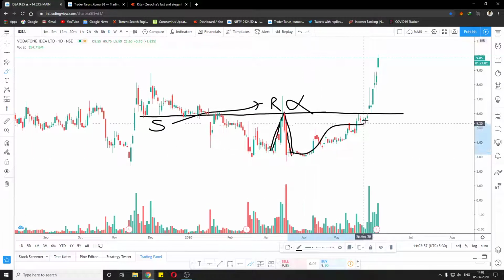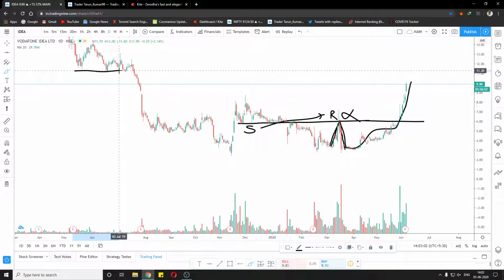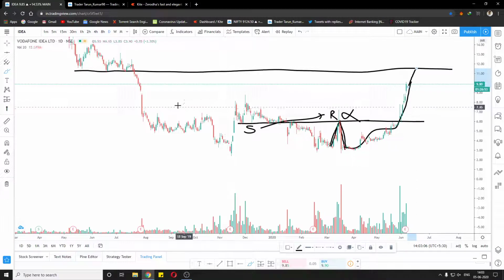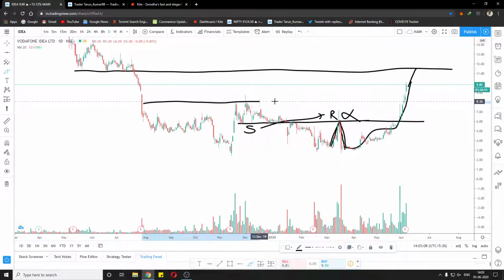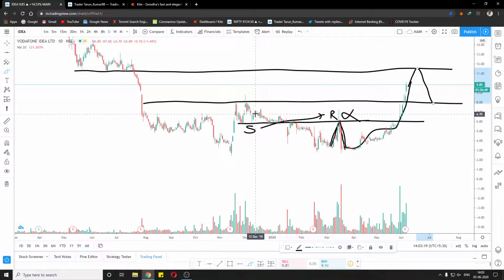And then we had this breakout. Now why is the target 11? Because 11 was our previous support, and I think this move will continue till there, and we have our resistance here, and the market will come back to the ₹8 level. So let's see what happens. I hope that the concept of support and resistance is clear.